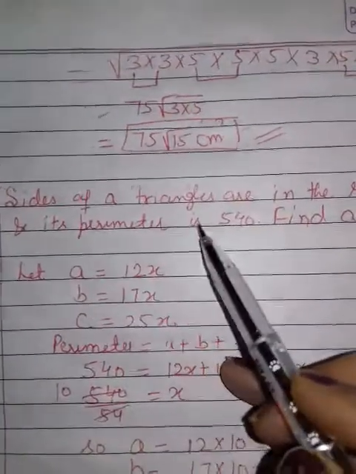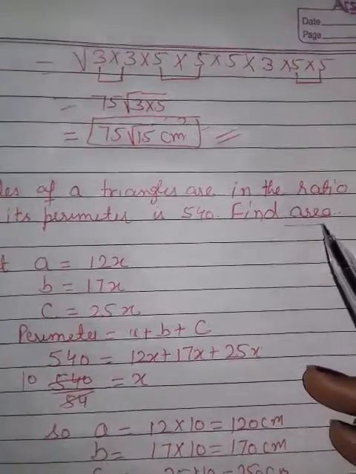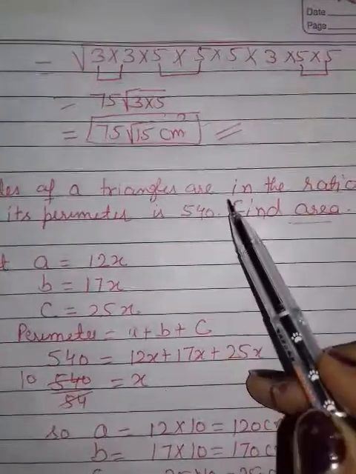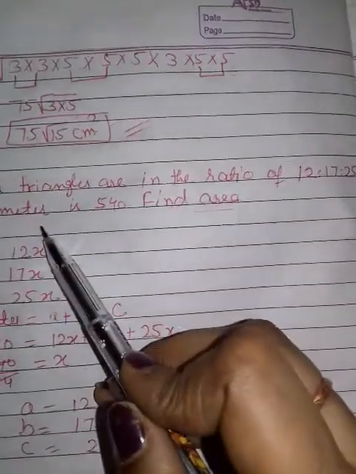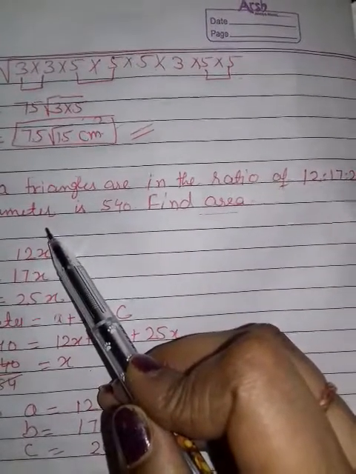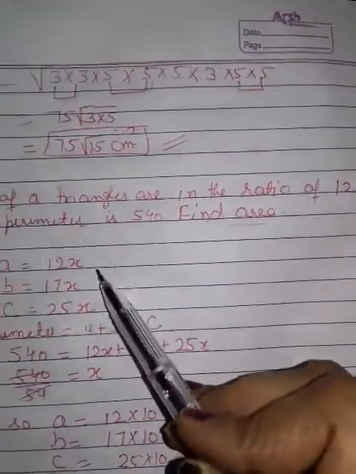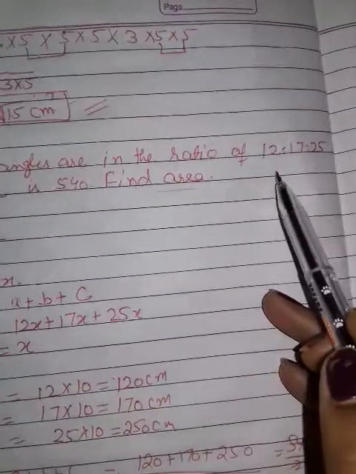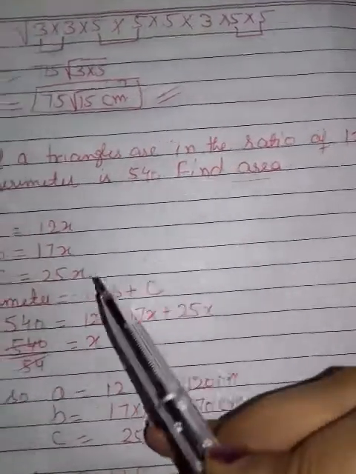So next question is, sides of a triangle are in the ratio of 12:17:25 and its perimeter is given, find its area. Listen one thing, you have to find the area. Sides are given but in the form of a ratio and the perimeter is also given. When the sides are given in the form of a ratio, you will take x with them. So let A be 12x, B is 17x, C is your 25x.